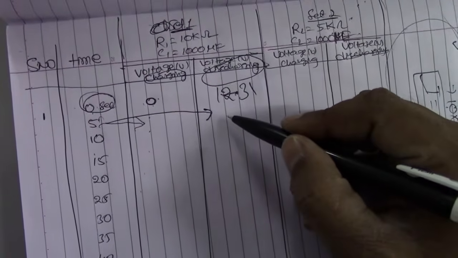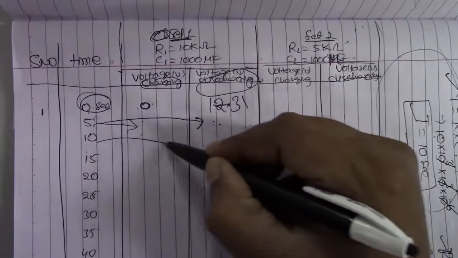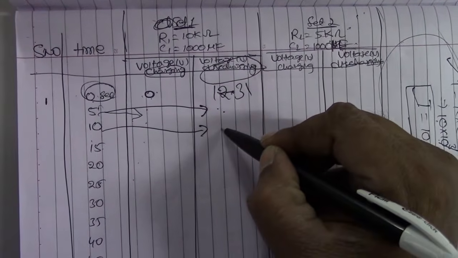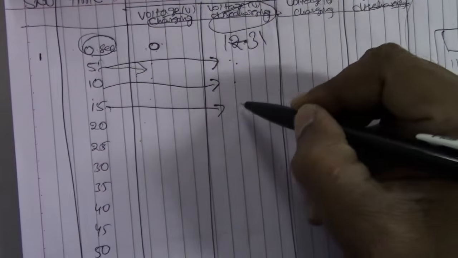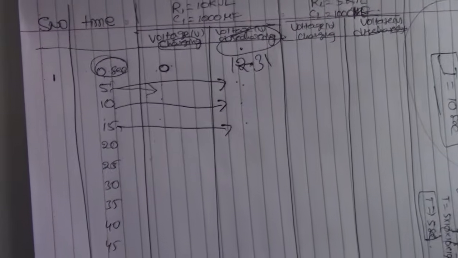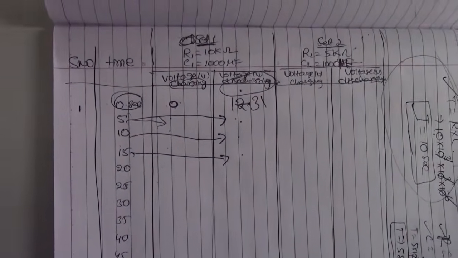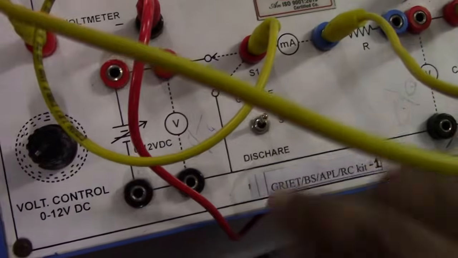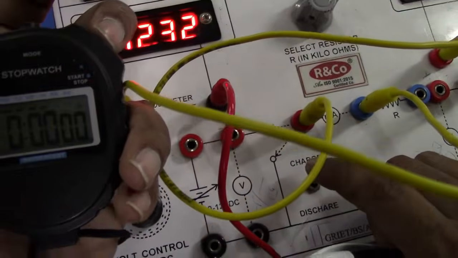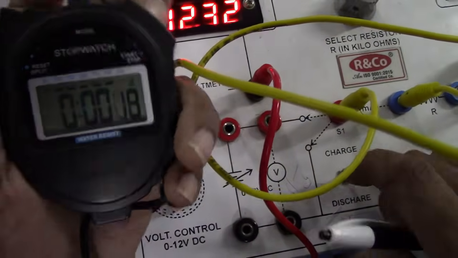What is the voltage across the capacitor after 5 seconds? After 10 seconds? After 15 seconds? This time the capacitor is in discharging mode, so the voltage will get reduced. Okay, now switch on the stopwatch and the discharging mode simultaneously.